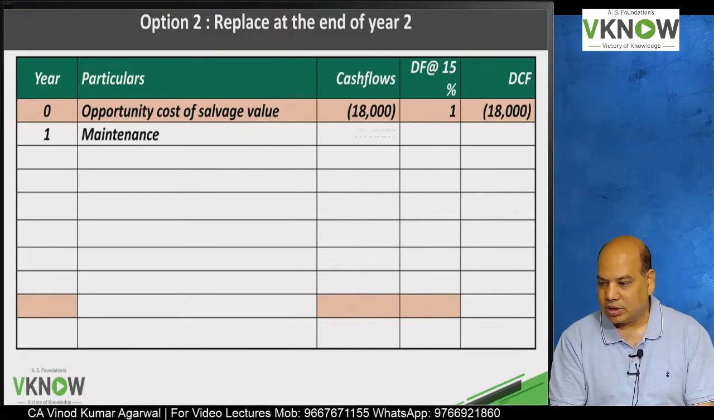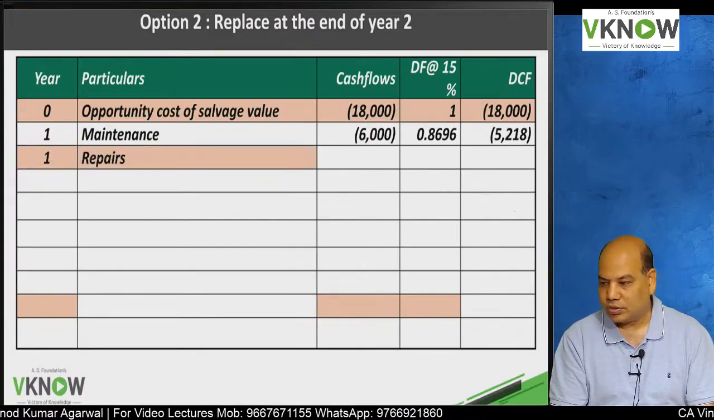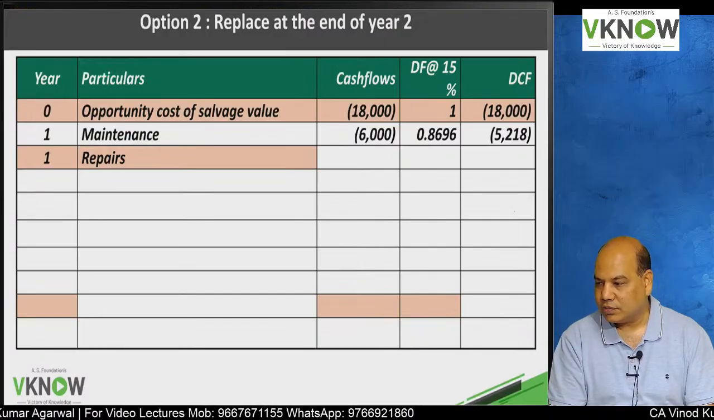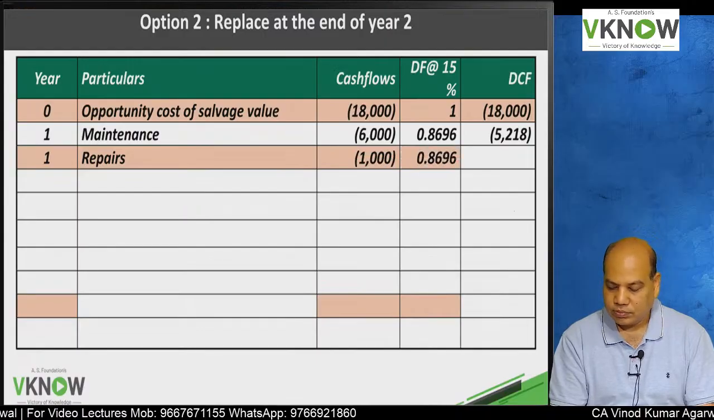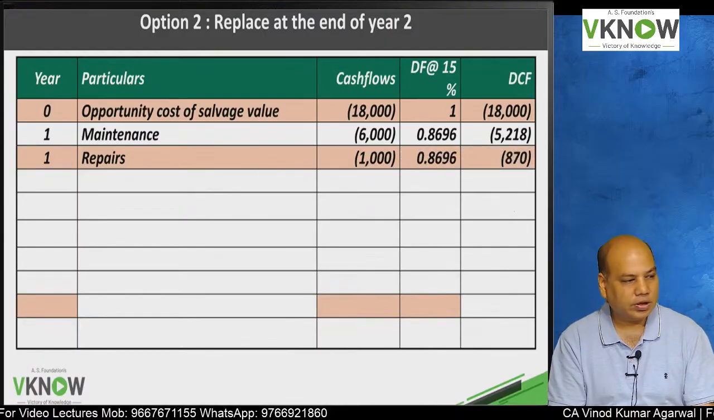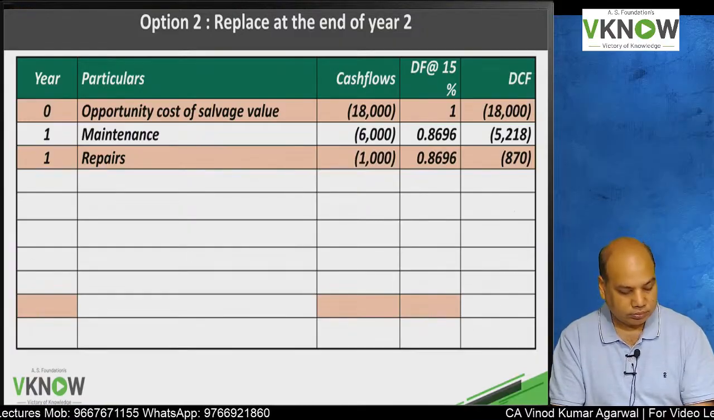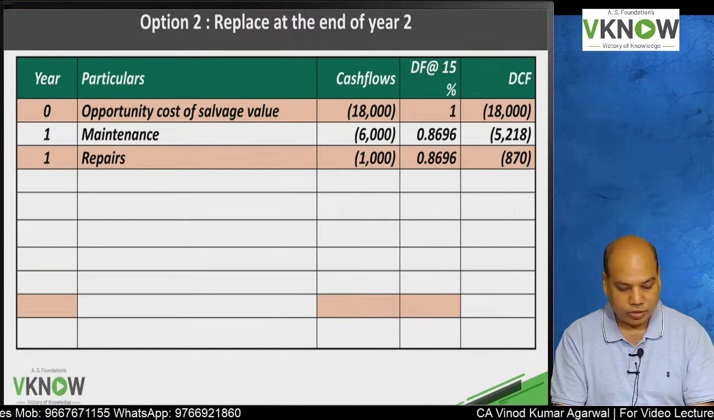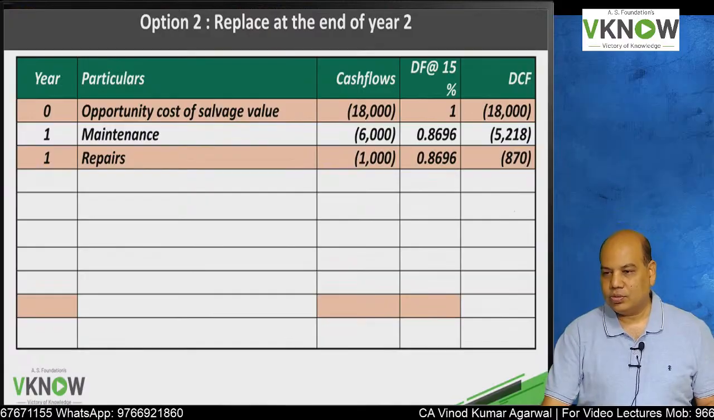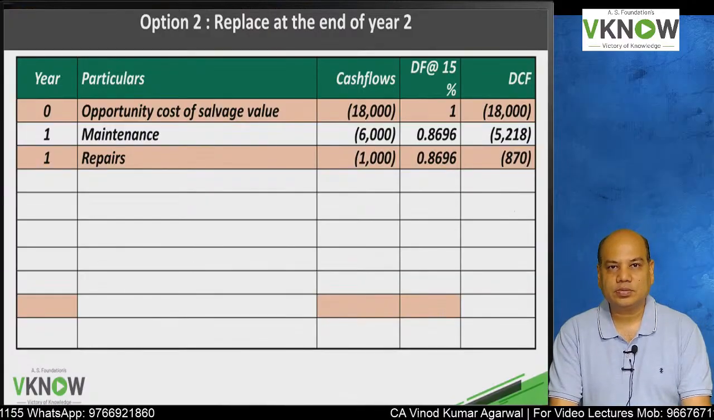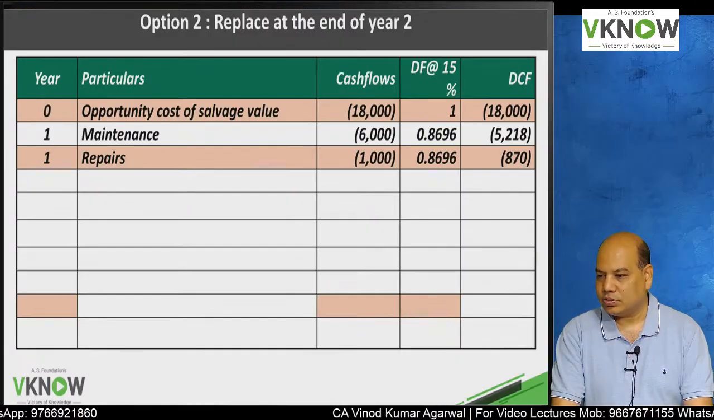Then year 1 maintenance 6,000 rupees. Present value 5218. Year 1 repair 1,000. Present value 870. Now wait, I am going to ask you a question. Will you write scrap value 12,000 rupees?